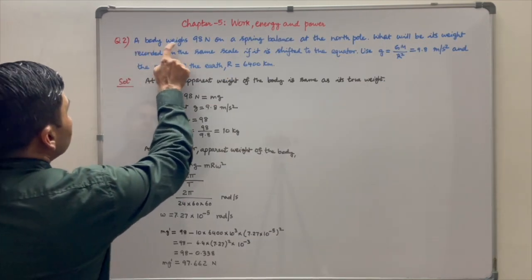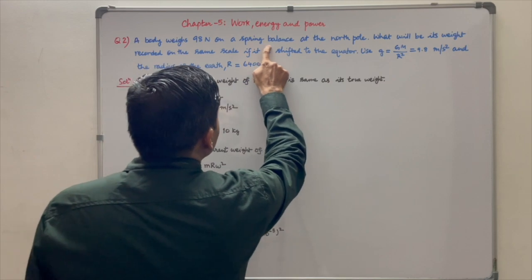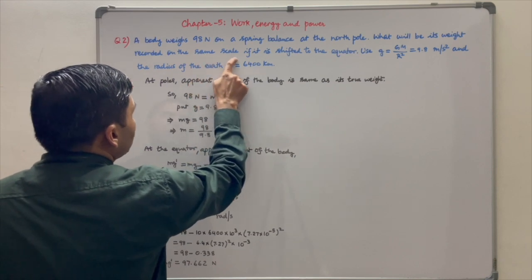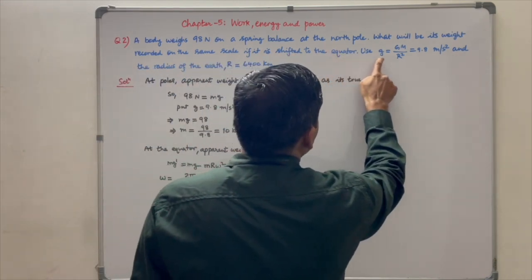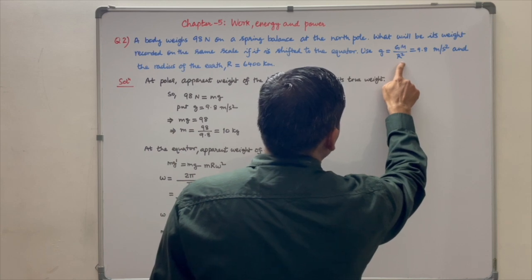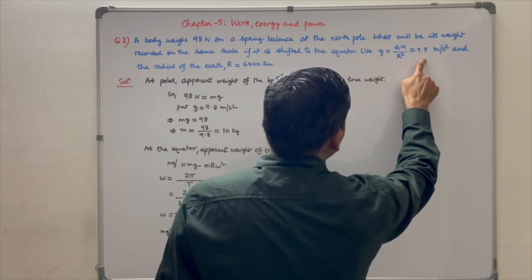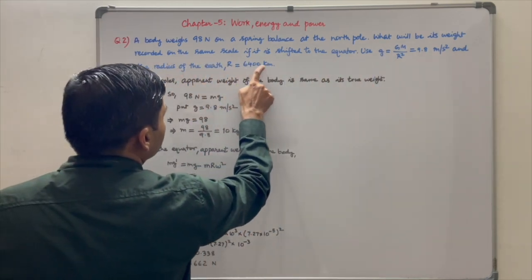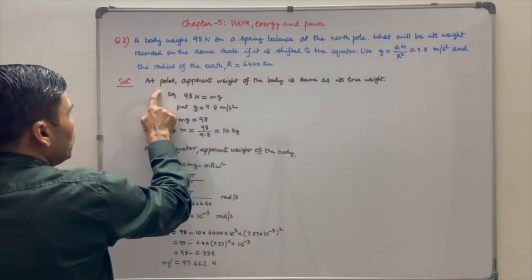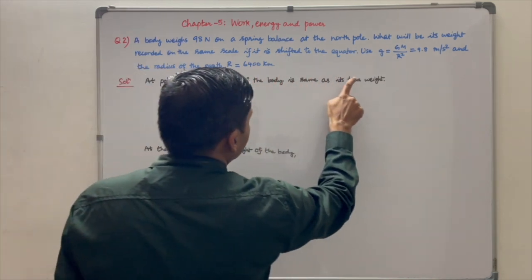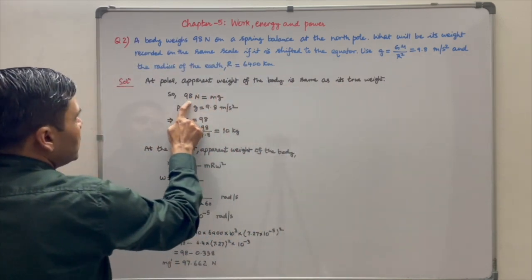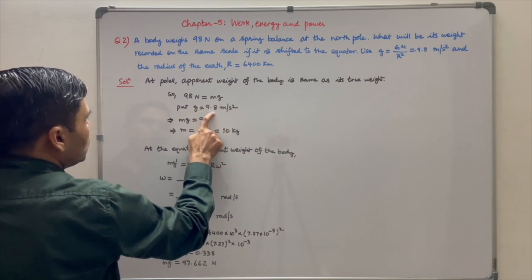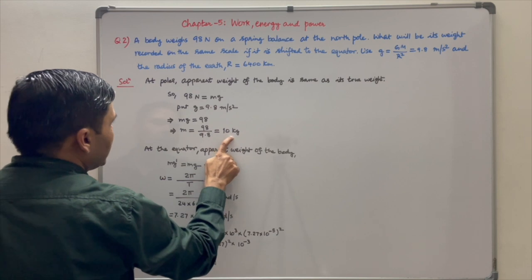Second question, a body weighs 98 Newton on a spring balance at the North Pole. What will be its weight recorded on the same scale if it is shifted to the equator? Use g is equal to GM upon R square, and that is equal to 9.8 meter per second square, and the radius of the earth R is equal to 6400 kilometer. We know that at poles, apparent weight of the body is same as its true weight. So 98 Newton is equal to mg. Given g is equal to 9.8 meter per second square. So mass of the body m is equal to 10 kg.